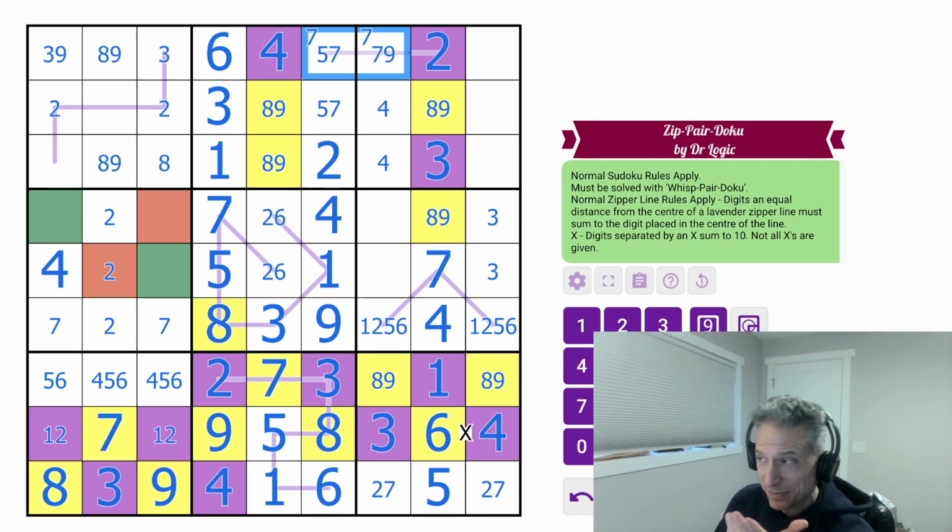One of those must be a 7. I don't know if that helps, but it must be a 7. And I'll tell you why. Cell 7 is the middle of my zipper line, and so it's either a 7 or 9.